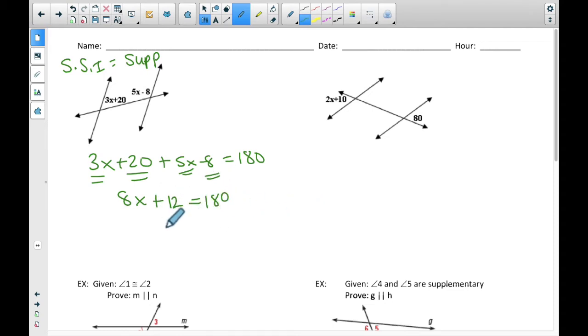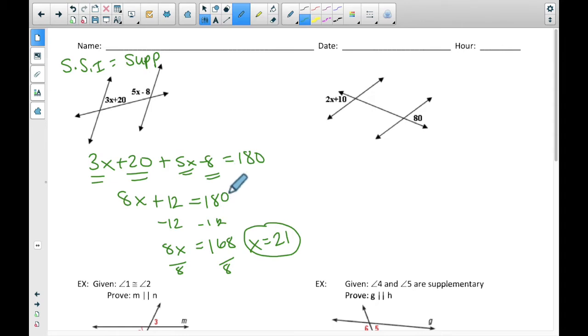And now we're going to just solve this equation. So we're going to subtract 12 from both sides. 180 minus 12, I believe, is 168. And then I'm going to divide by 8. And so I get x equals 21.